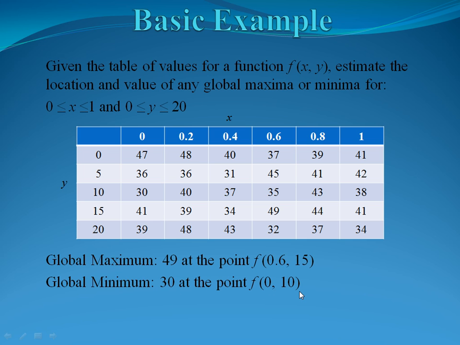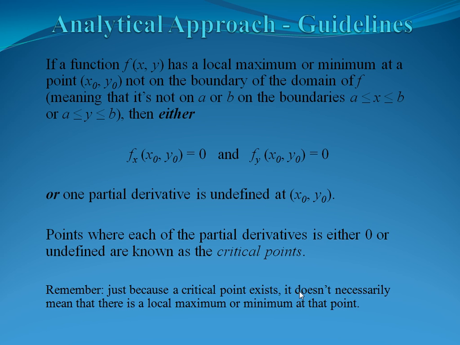Like I said, it's the easiest because we're going to literally just find the largest and smallest value. But we also want to be able to do this analytically with functions. So how do we do this? If a function f of x, y has a local max or min at a point x sub 0, y sub 0, not on the boundary, meaning it's not at a or b when x is between a and b, then either the partial derivatives equal 0, both the partial with respect to x and y, or one partial derivative is undefined at that point.